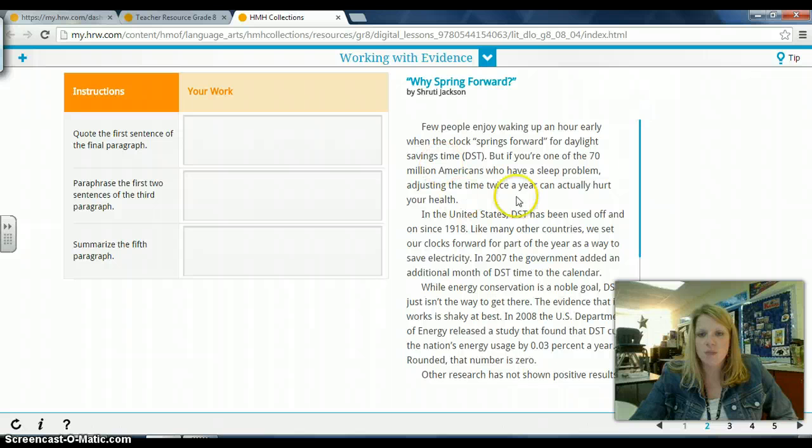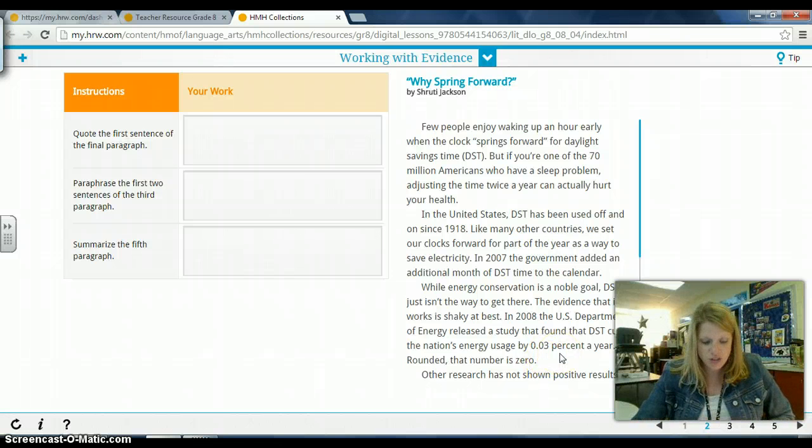So let's go back up. 1, 2. Here's the third paragraph. And we're going to paraphrase the first 2 sentences. While energy conservation is a noble goal, DST just isn't the way to get there. The evidence that it works is shaky at best. So to paraphrase, do not quote any of that information. Look at it, step away from it, put it in your own words.